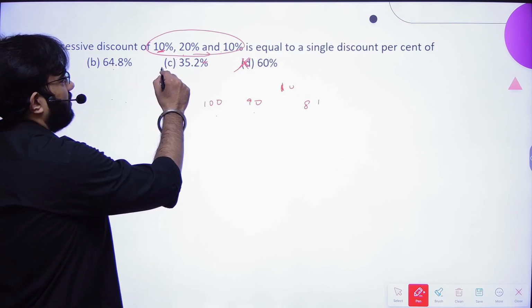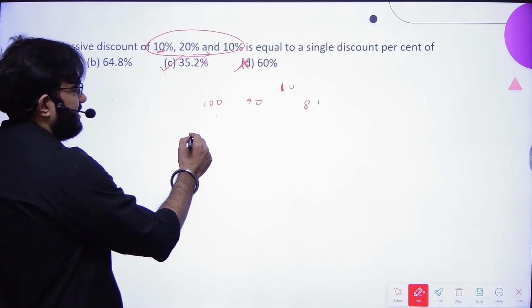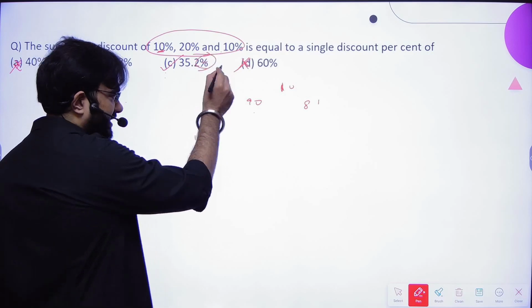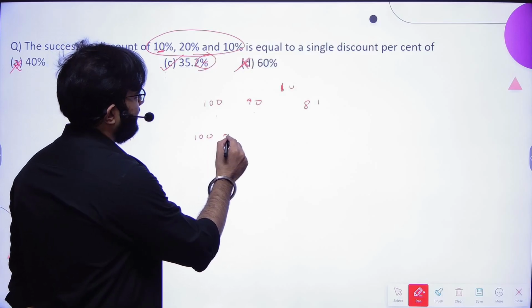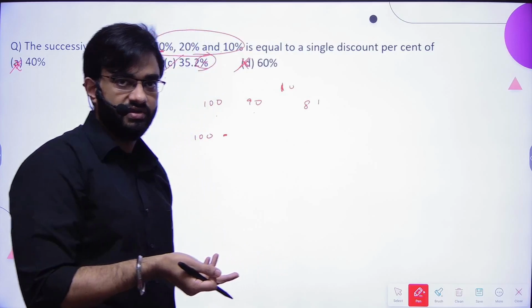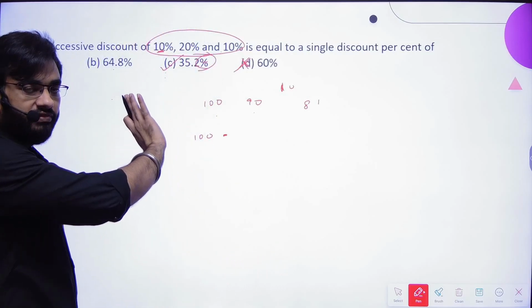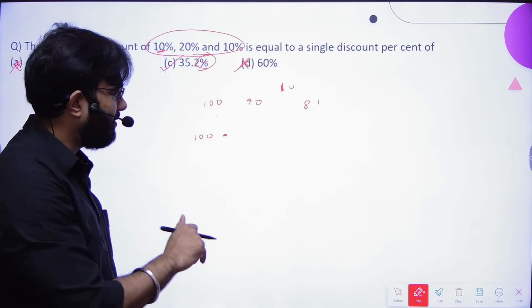So the correct answer will be 35.2. Now, if we do it by the conventional method, since we have to calculate percentage, we can take the cost price as 100. So again, 100, 10%. The next selling price after the first discount of 10% will be 10 rupees or 10 units less. So it will become 90.